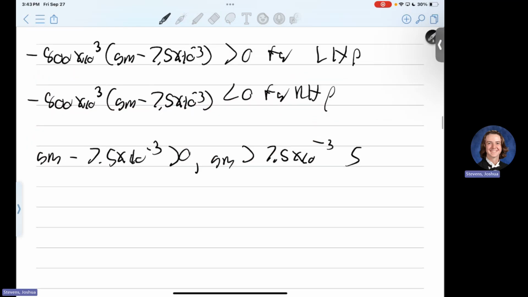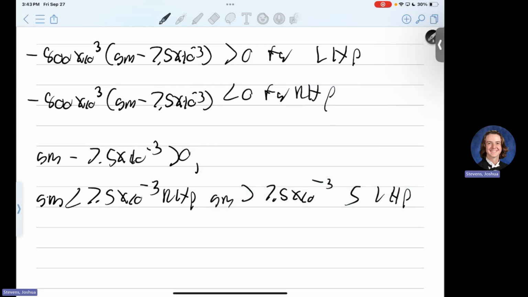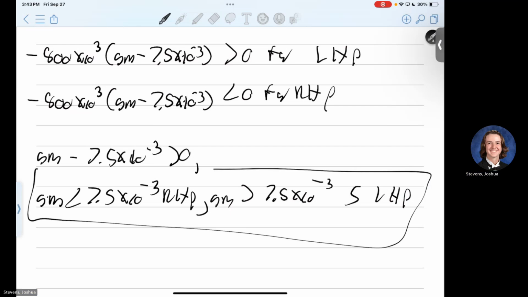We solve for Gm, so for Gm greater than that, it is left half plane. Gm has to be less than that for it to be right half plane. Does that make any sense? All right, cool.